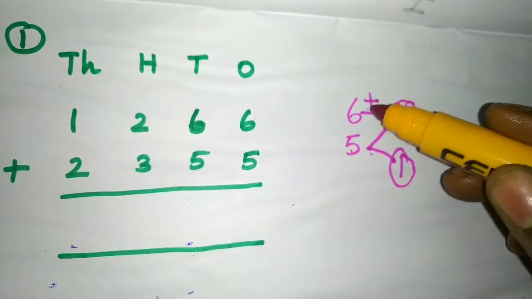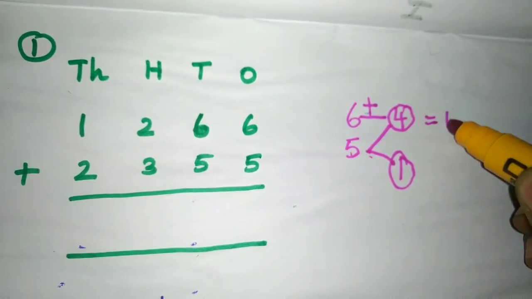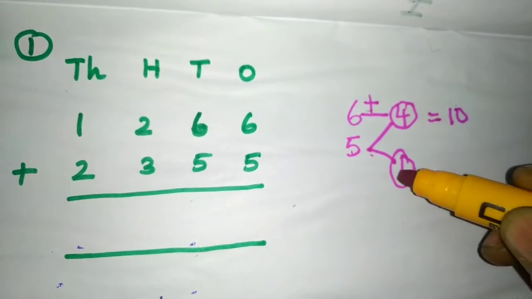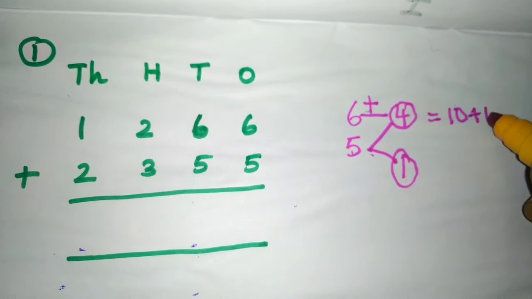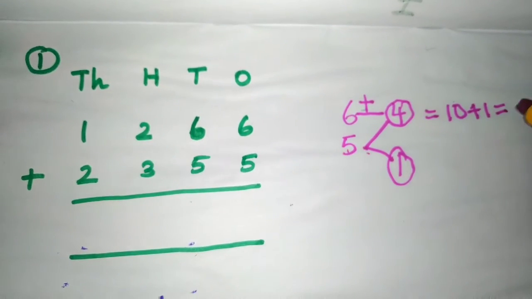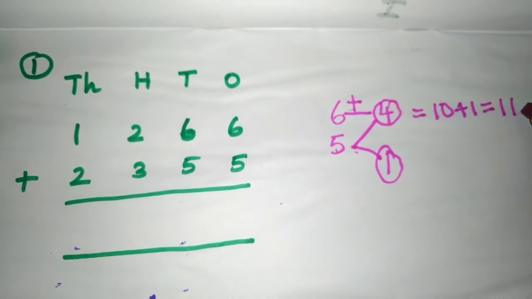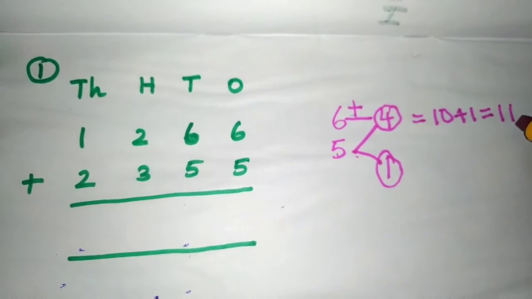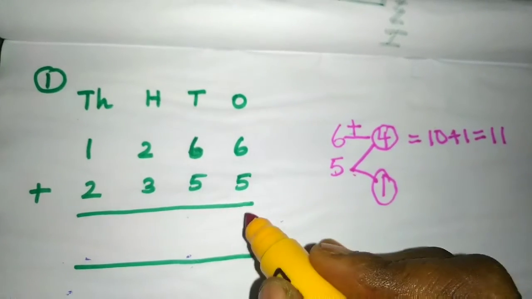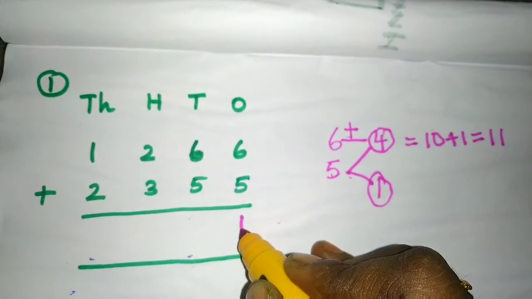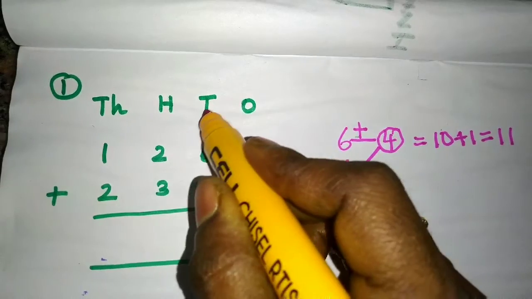Now add 6 plus 4. 6 plus 4 makes 10. 10 plus the remaining value 1. 10 plus 1 makes 11. From 11, how many ones and how many tens are there? 1 ones and 1 tens are there. So write 1 ones under ones place and 1 tens will be carried to the tens place.